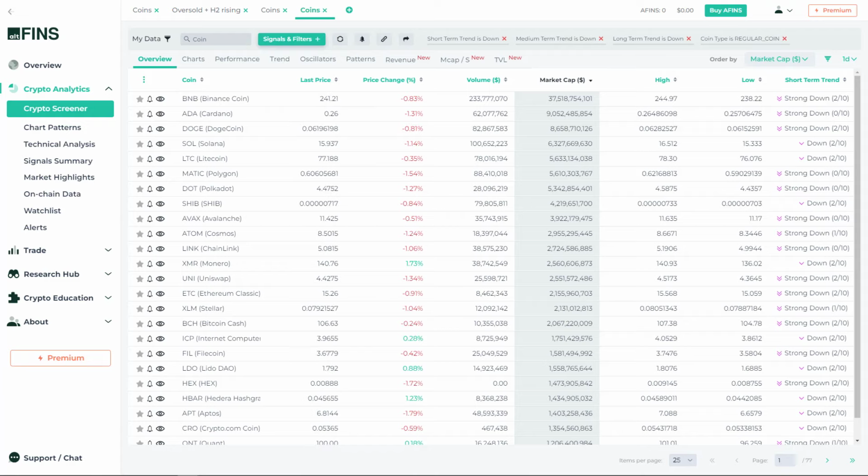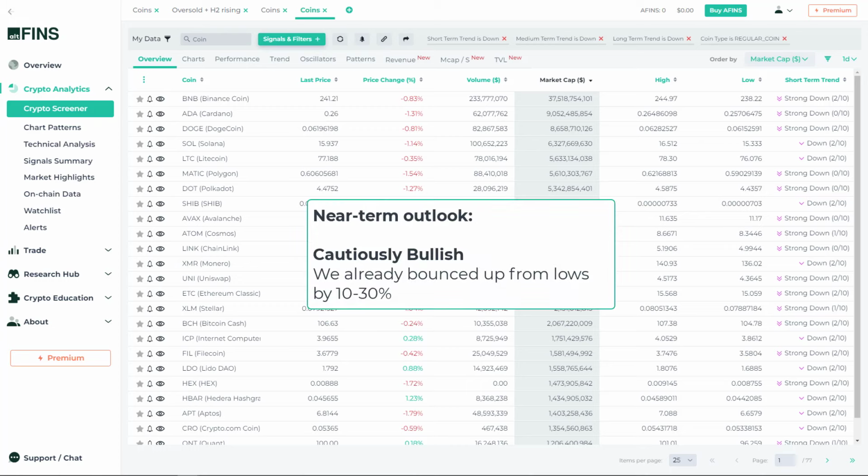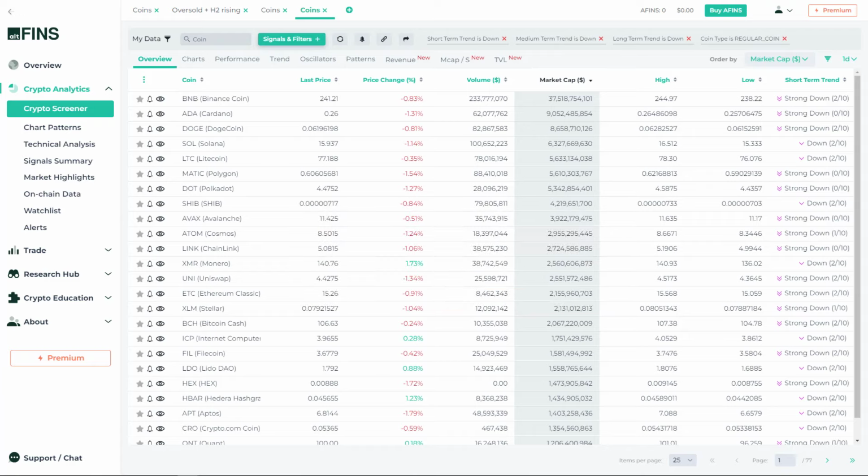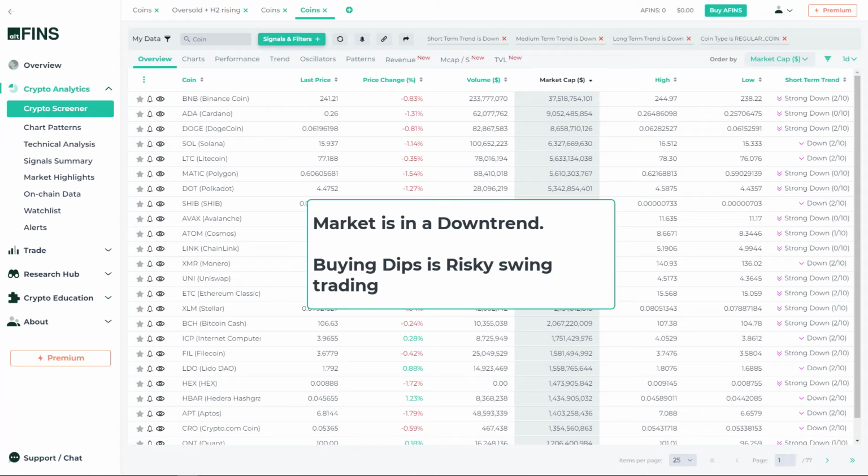A part of my call of getting a relief rally has played out. So now what? Well, I still think there's more upside from these levels, and I'm bullish, but I'm cautiously bullish. The fact is that the market overall is in a downtrend. So to trade against that downtrend is risky.